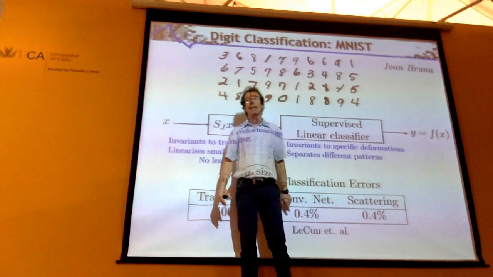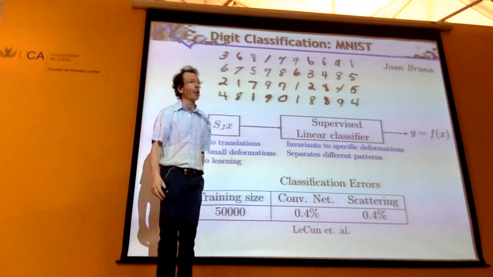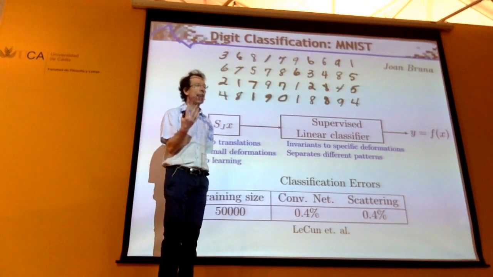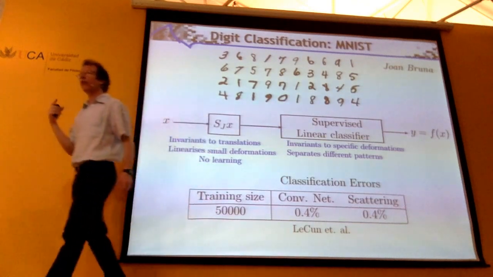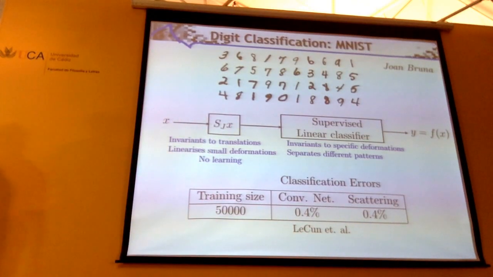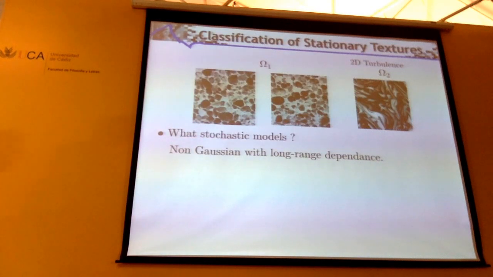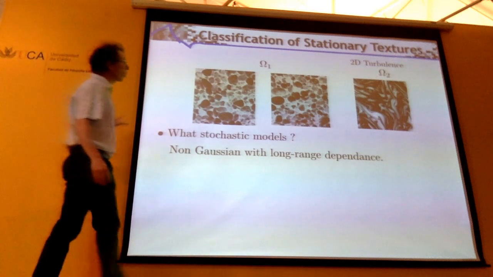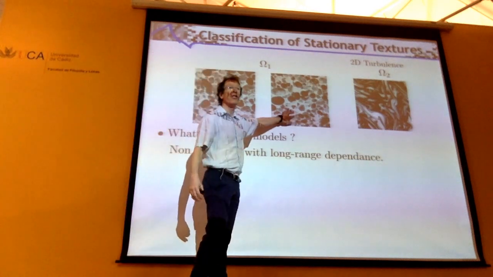The important thing is that if you don't have 60,000 samples, but much fewer samples, then it's very important not to learn, because you don't have enough data to learn from. Yes, you had a question. Oh, okay. So, that's the first. Now, these examples at this point are simple compared to what people are really doing, and I'll come to more complicated ones. I would like now to go to problems of stochastic processes, textures.